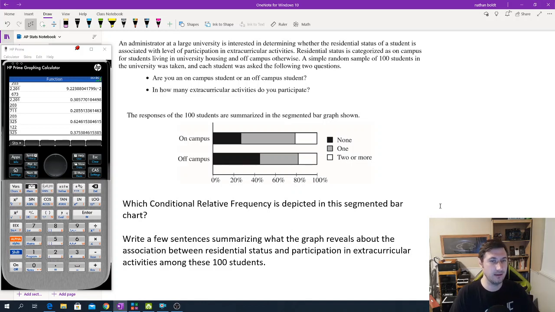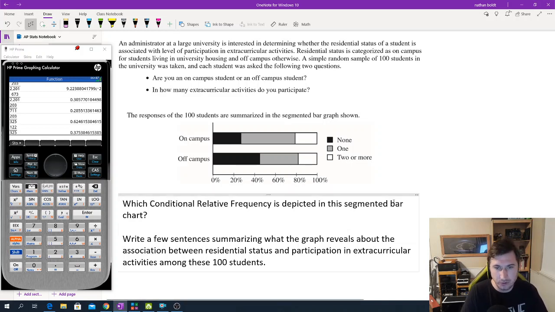Now you might think, hey, whoa, I got you there. That second one, that's not a categorical variable. And you said this was two categorical variables. Well, it gets turned into a categorical variable because they give them three categories: none, one, two, or more. So the number gets put into one of three categories. So yes, it is a categorical variable.